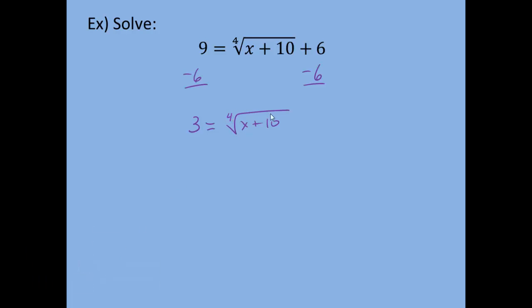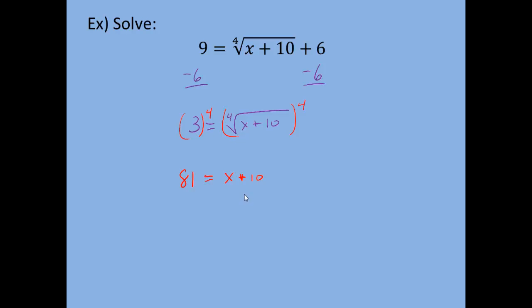So if that's the fourth root, we have to raise each side to the index, the fourth power. Raise this to the fourth power. 3 to the fourth power on this side gives us 81. That's equal to, on this side, the fourth root of x plus 10 to the fourth power. Well, the fourth root and the fourth power cancel out, and you're just left with x plus 10. There really isn't a lot of work to do there. You just have to know that property.